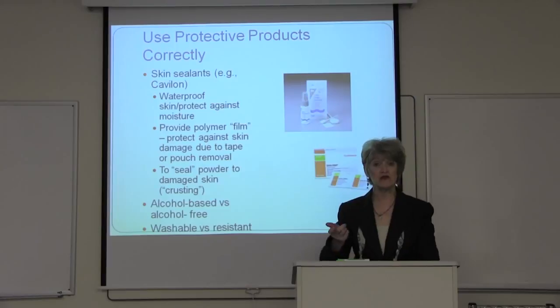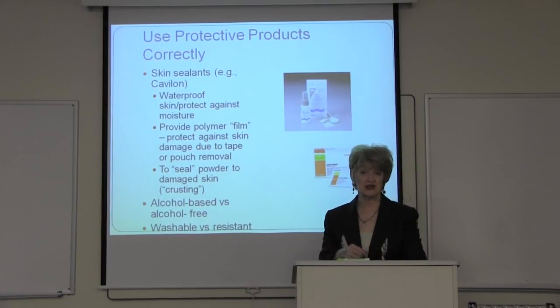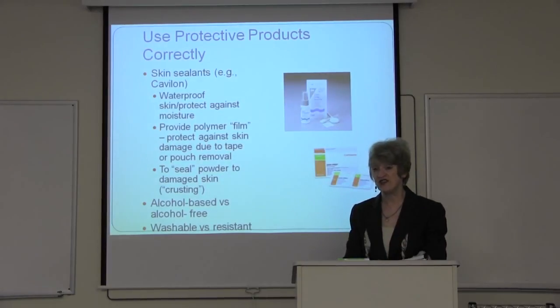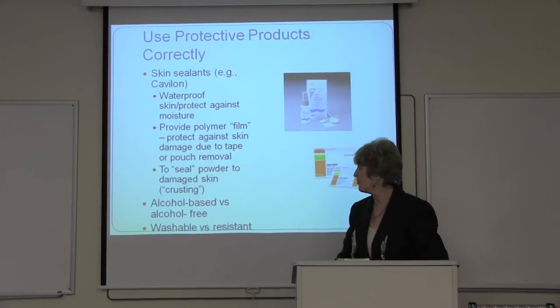But if you're reaching for a sealant to provide protection under tape, under a dressing, under a pouch, then any of your sealants would be acceptable. So you could use alcohol-based and you could use one that's washable, and those would be less expensive. So you just want to know the features so that you can use products appropriately.